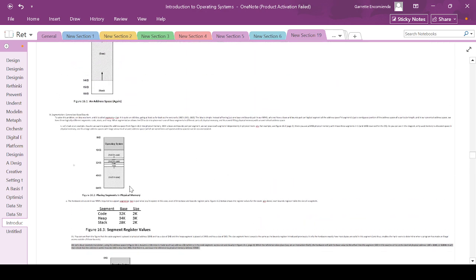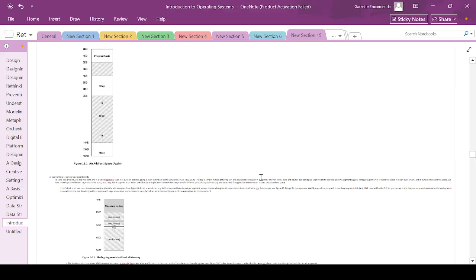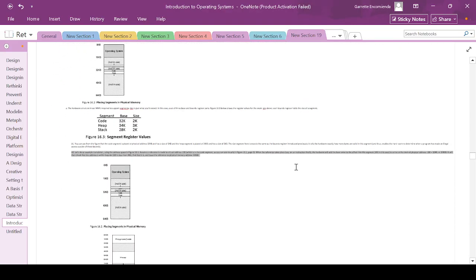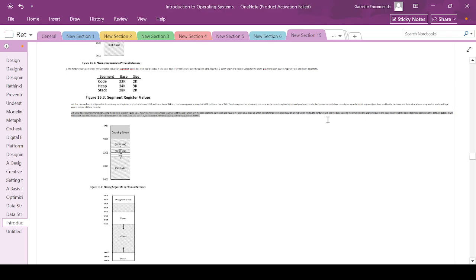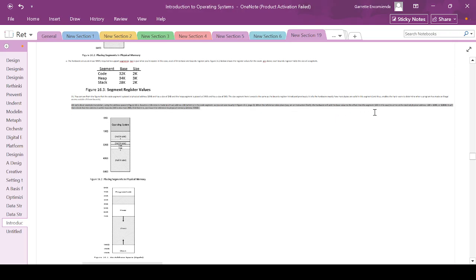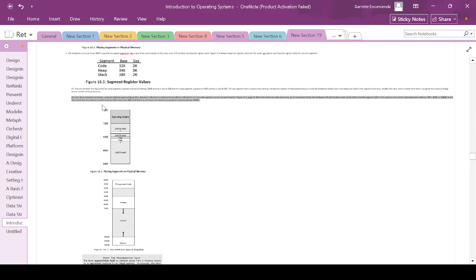Page 2. So here, when the reference takes place, say on an instruction fetch, just like before, the CPU needs to do a virtual address translation. The hardware will add the base value to the offset into this segment, 100 in this case, to arrive at the desired physical address, 100 plus 32 kilobytes, or 32,868. It will then check the address is within bounds. 100 is less than 2 kilobytes.